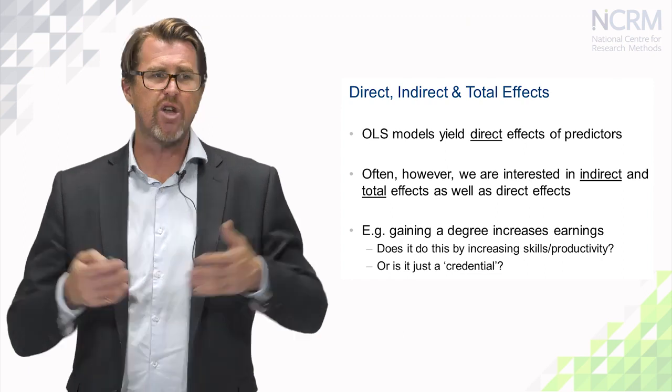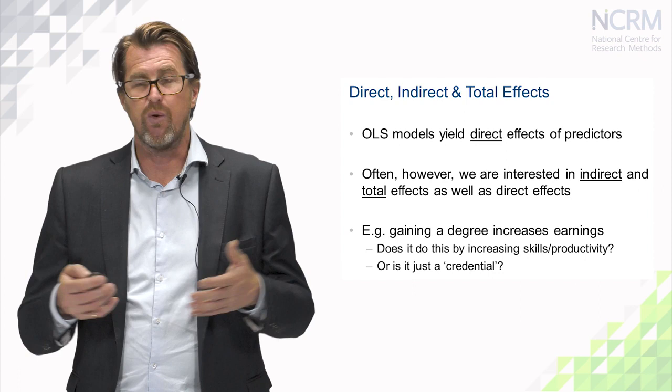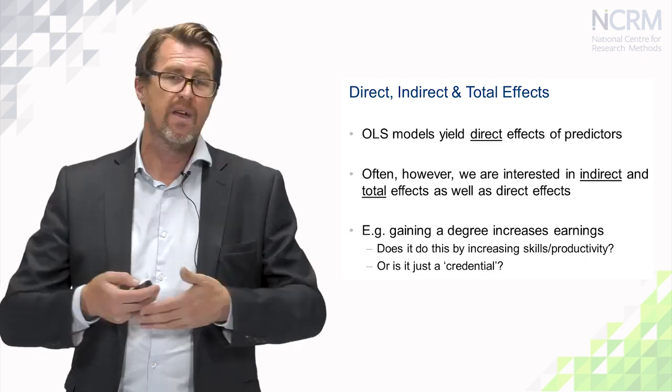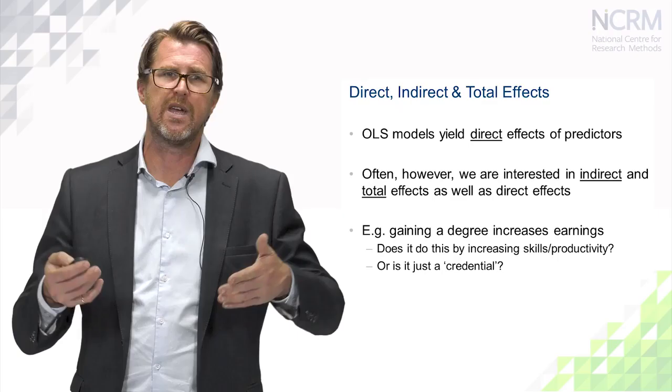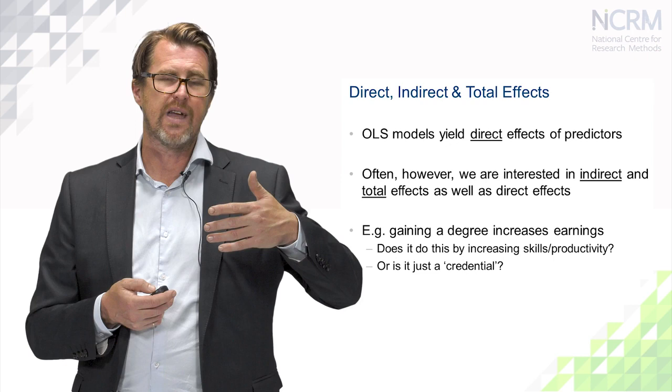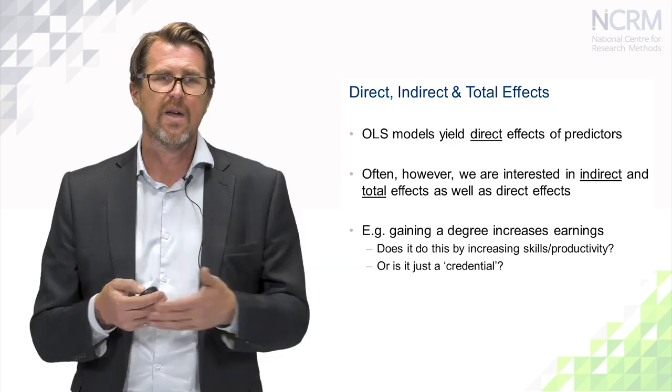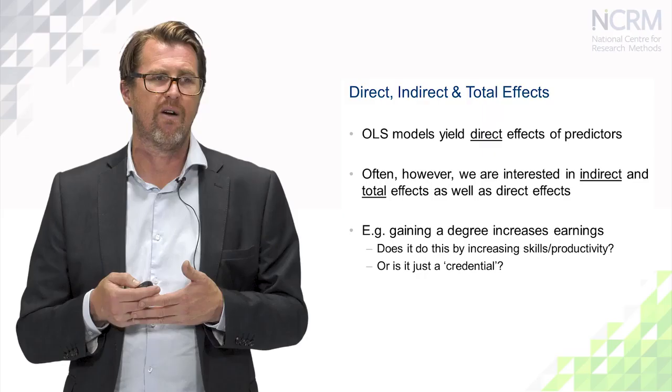From a human capital perspective, we might expect this to be through increasing the individual's skill level or their productivity, which would then, from economic theory, lead us to expect them to have higher earnings. On the other hand, from a more sociological perspective, it might just be that the degree is a credential, and that it hasn't really endowed the individual with any greater skill or productivity, but it's just given them a certificate which enables them to get to the top of the queue ahead of people who don't have that degree. And those kinds of mechanism questions are often very important for policy and are at the heart of what we're doing when we're fitting mediation models.